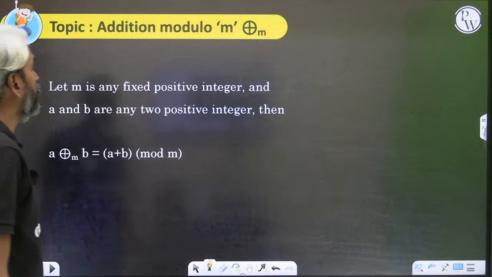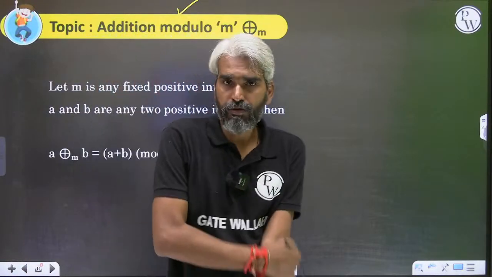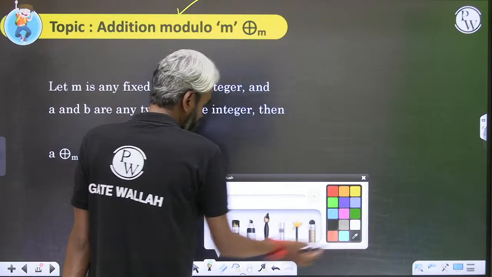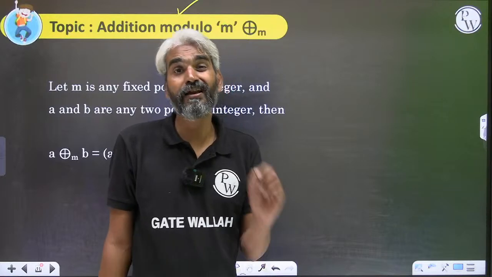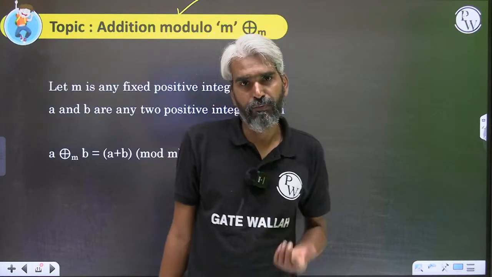Now let's move to the next operation, that is addition modulo m. So we are trying to define a new type of operation. Let's try to understand this. It's nothing but a simple modulo operation. So what do we know about the modulo operation? The modulo operation gives the remainder. So what will be the output of the modulo operation? It will produce the remainder.